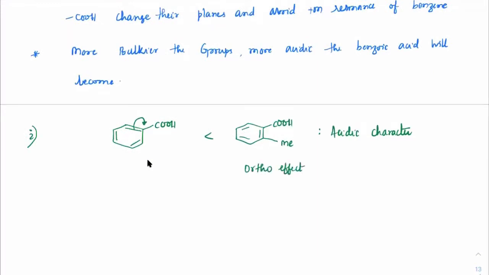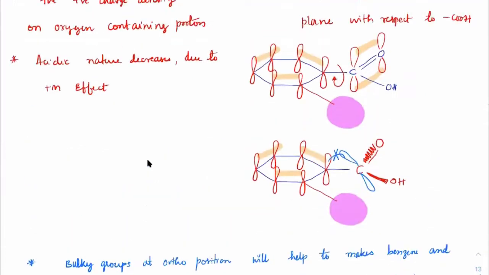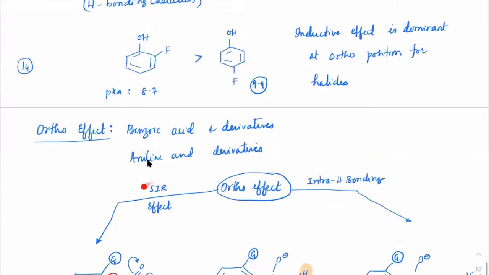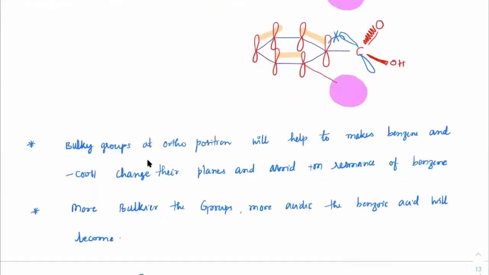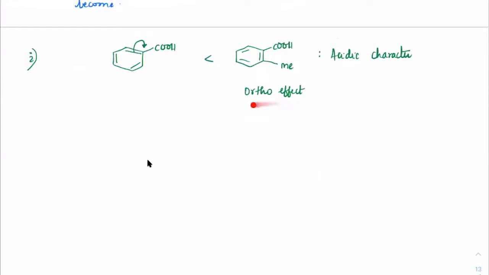Like I said, the ortho effect happens in two ways. One is by SIR effect, one is by intramolecular hydrogen bonding. As of now, we are only studying the SIR effect cases. So due to the SIR effect, we will see an ortho effect is raised. Due to SIR groups, we have seen the ortho effect is raised, and that's why they will become more and more acidic. And this will only happen if you have the benzoic form.